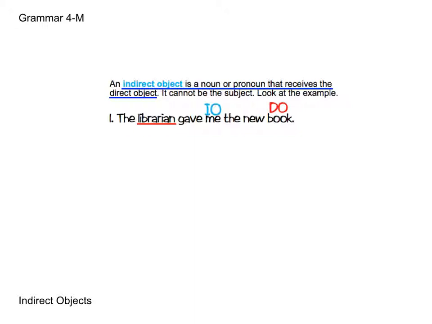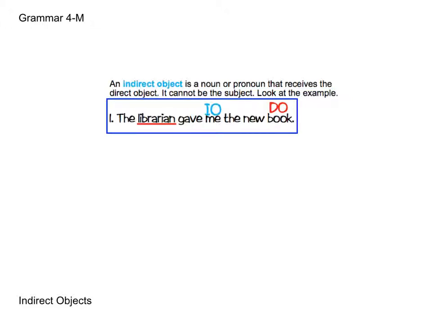So let's look at that in a sentence that we provide. The librarian gave me the new book. What's being given in this sentence? The book is being given. That's the direct object. But I am receiving the book. Me is the indirect object because I am indirectly receiving the action of that sentence, but I am directly receiving the direct object. So this is a little tricky to figure out at first.